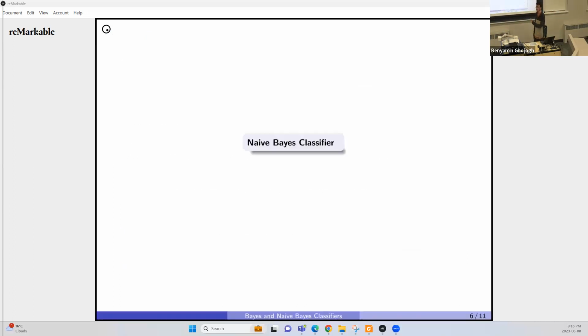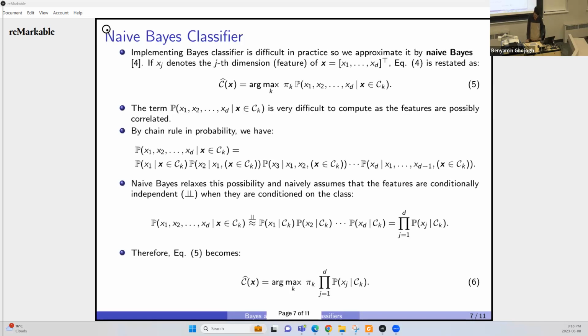Now let's talk about naive Bayes. We talked about Bayes. Naive Bayes is a follow-up algorithm. Implementing the Bayes classifier is difficult in practice, so we approximate it. It's hard to calculate the posterior, so let's approximate that by naive Bayes. Hence the name naive, because it approximates the Bayes.